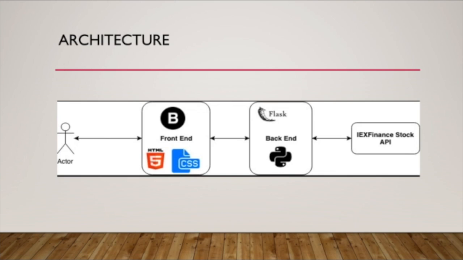So the architecture that we have followed is that an actor would be able to access the front end, and the front end technologies that are used are HTML5 and CSS, whereas for the back end we have utilized Flask. We have utilized Flask because it provides us with APIs which can easily integrate with our front end. For the purpose of utilizing the stock data, we have used the IEX Finance Stock APIs, which provide us with time to time and daily stock usage and price.